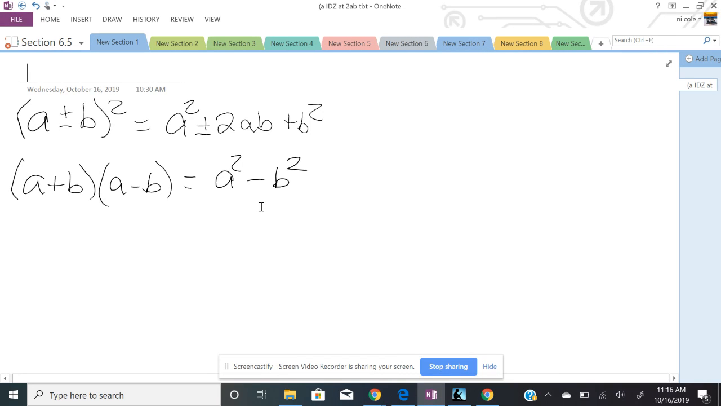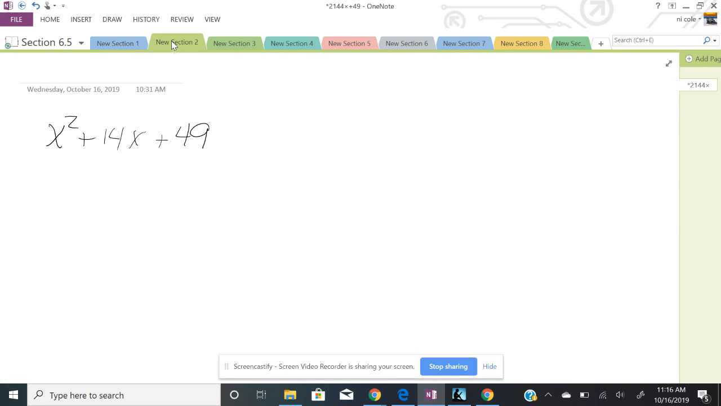All right, guys. Remember back in chapter 5, if we had a plus or minus b squared, it turned into a squared plus or minus 2 times a times b plus b squared. Or if we had a plus b times a minus b, it turned into a squared minus b squared. So within factoring, we're going to see this a squared plus 2ab plus b squared, and we're going to see this a squared minus b squared. And so we're going to try to use these two rules today with today's homework assignment.